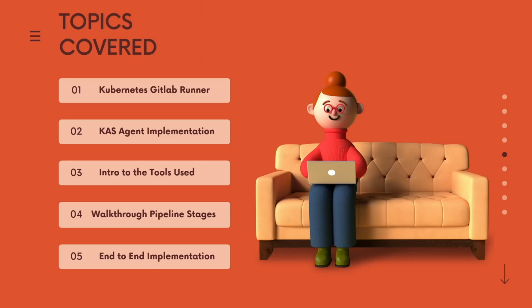A lot of topics are covered all through the video, but here are the key points. We are going to discuss GitLab Kubernetes Runners for this CI/CD pipeline. Then we will implement the KAS Agent. KAS stands for Kubernetes Agent Server. Then we will discuss the tools used in our pipeline. We will also walk through the pipeline stages and the end-to-end implementation.